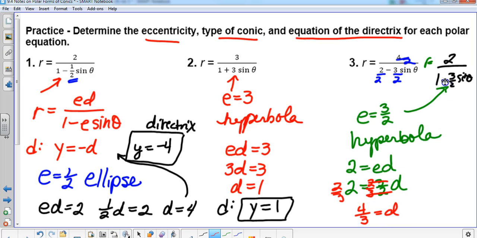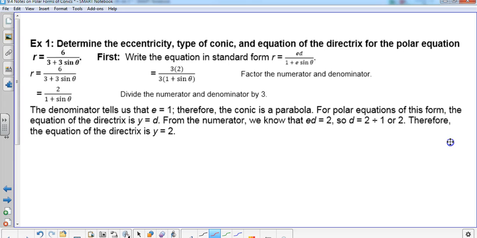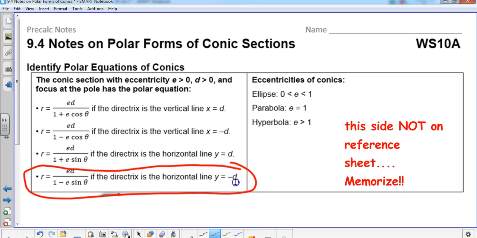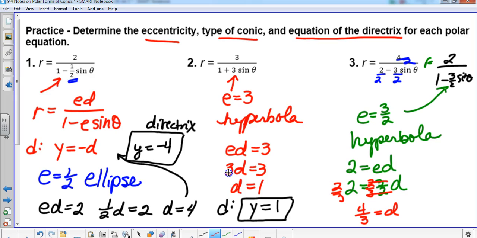It is a 1 minus sign. So we look on the chart. Everybody know what I'm talking about here? 1 minus sign says right here, the directrix is y equals the opposite of D. Okay? So the directrix is y equals negative 4/3.